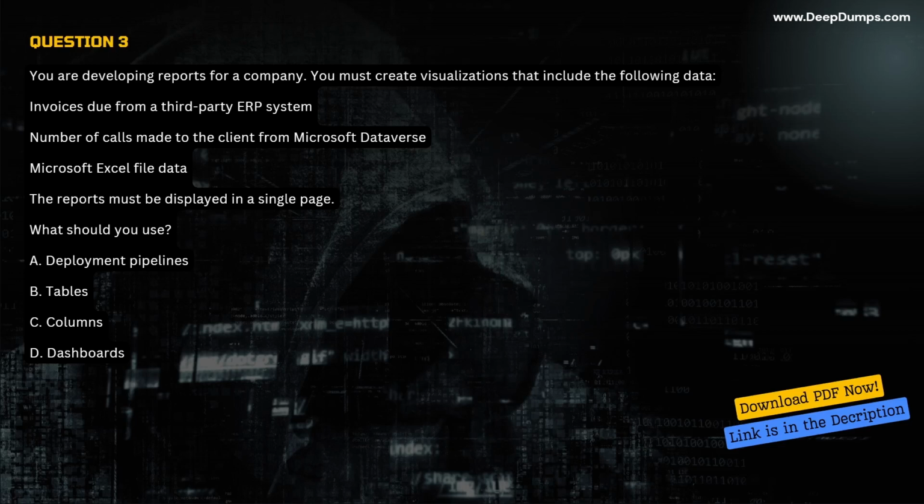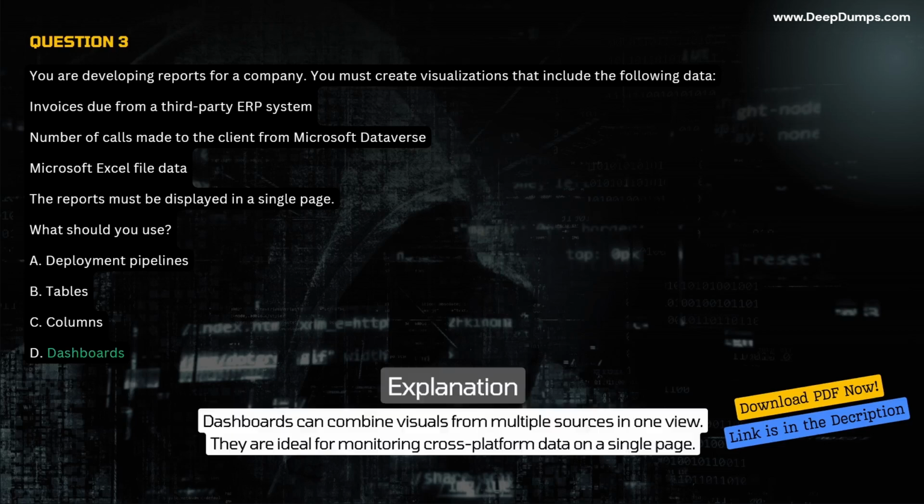What should you use? A. Deployment pipelines. B. Tables. C. Columns. D. Dashboards. Correct answer D. Dashboards. Explanation. Dashboards can combine visuals from multiple sources in one view. They are ideal for monitoring cross-platform data on a single page.